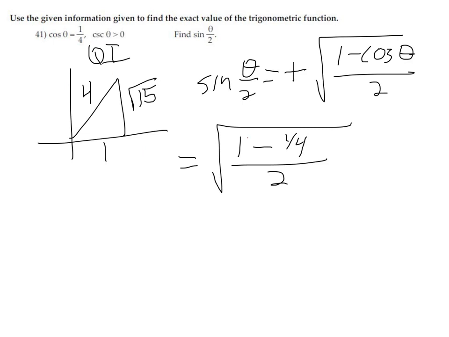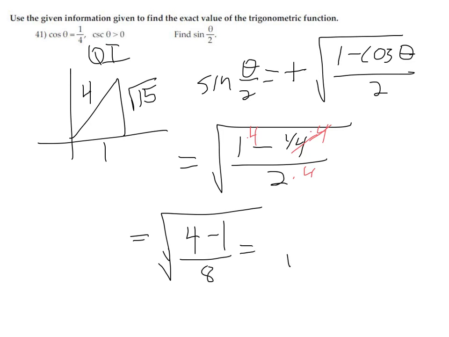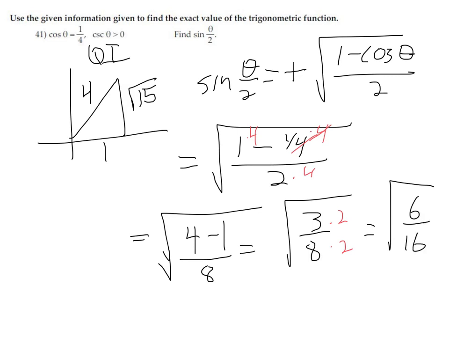Alright, I'm going to multiply by 4 to clear the fraction. So we have square root 4 minus 1 over 8. So we have the square root of 3 over 8. I'm going to multiply by one more 2, and this is to rationalize the denominator, because that gives me square root of 6 over 16, and the square root of 16 reduces. Okay, next question.